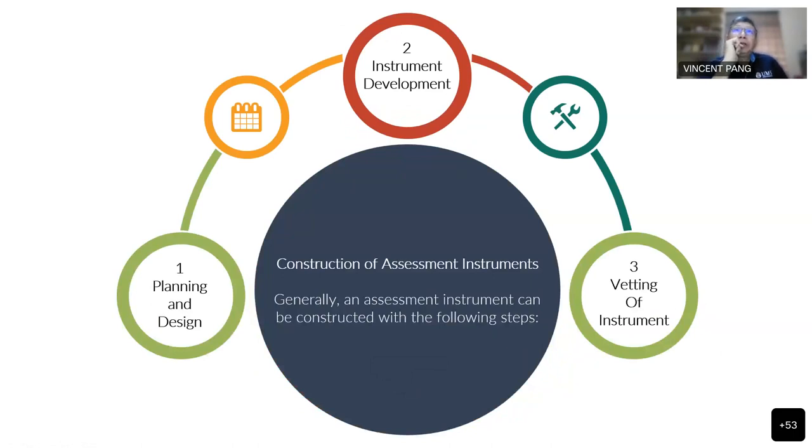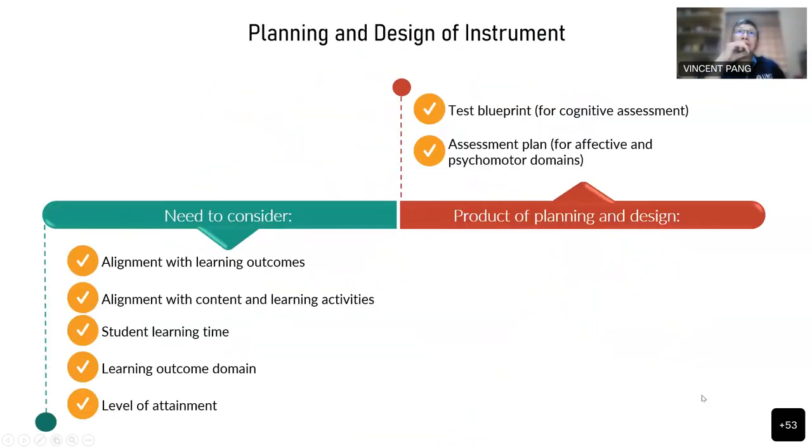When we construct instruments, basically there are three phases that we have to go through. The first phase is planning and design. Once planning and design is done, we go to instrument development. And after the instrument is developed, before you can use it, you need to do vetting, which is a validation. Okay, the first phase, planning and design.